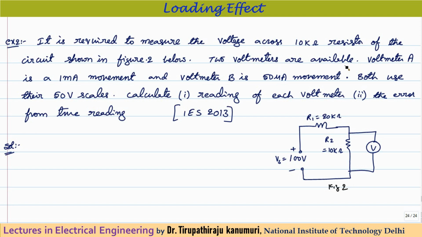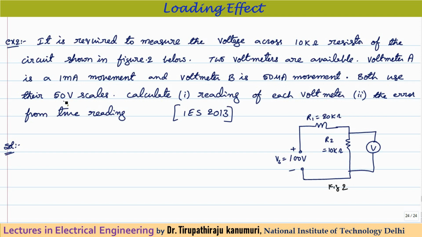Two voltmeters are available. Voltmeter A is 1 milliampere meter, which means voltmeter A takes 1 milliampere for its full scale measurement. Voltmeter B is 50 microampere meter, which means that to measure the full value of the voltage it is designed for, it will draw 50 microamperes. That means the second voltmeter draws less current compared to the first one for the same deflection.